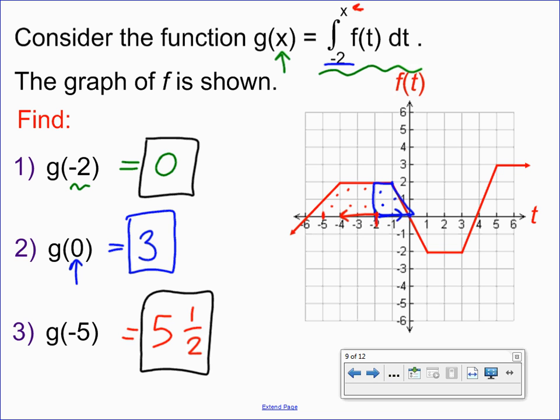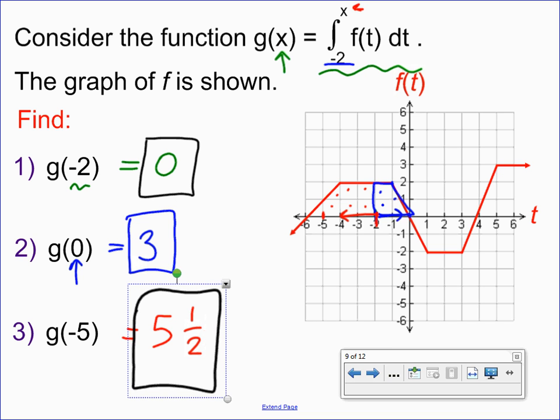Negative 5.5. Why do we need a negative? Because you're scanning from right to left, and so any area above is not going to be a positive contribution now, but a negative. Good, thank you. So we need a negative there.